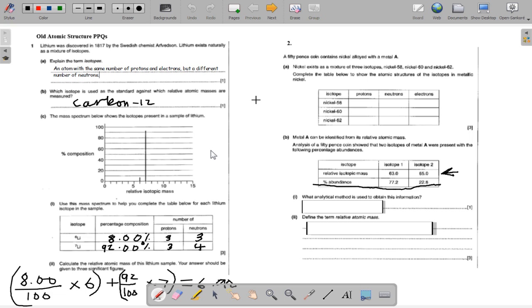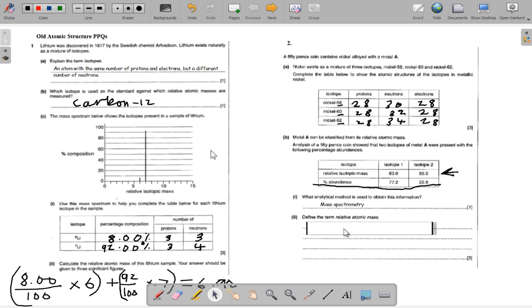so for the proton, neutron, and electron numbers, protons and electrons will be exactly the same no matter what isotope you are using. So every single isotope should have 28 protons and 28 electrons. Now, working out the number of neutrons is taking the proton number away from the actual mass of 58, 60 and 62. So we get 32 and 34. And the analytical method used to obtain the information is mass spectrometry.